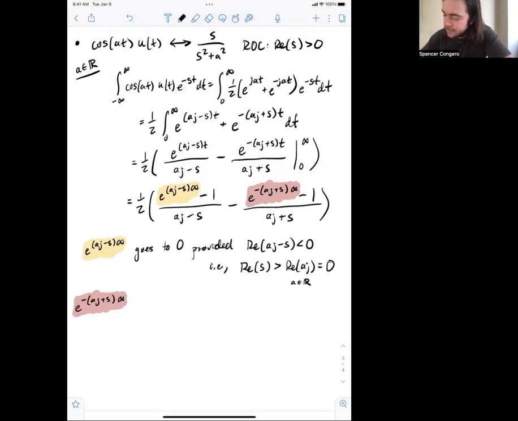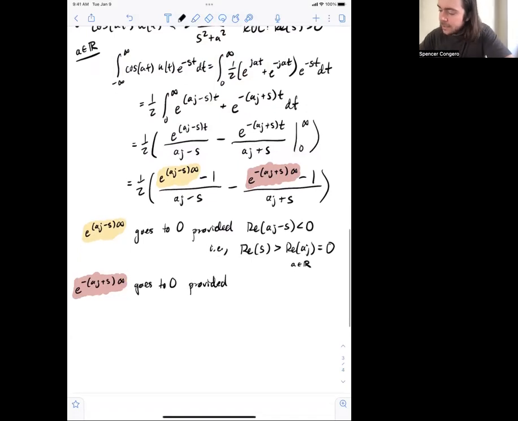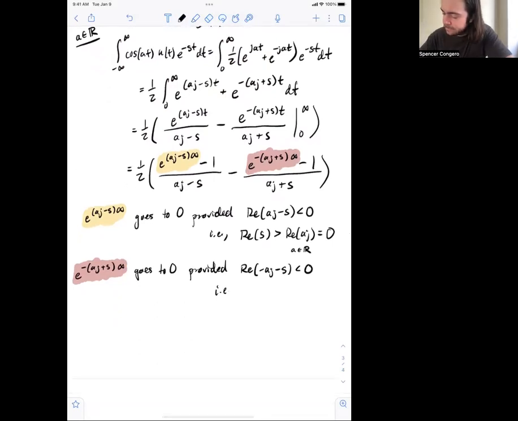So that goes to 0, provided we need that to be negative. So we need the real part of negative aj minus s to be negative, i.e., again, just bring the real part of s to the other side. We get the real part of s has to be greater than the real part of negative aj. But again, that's just 0, because a is a real number.